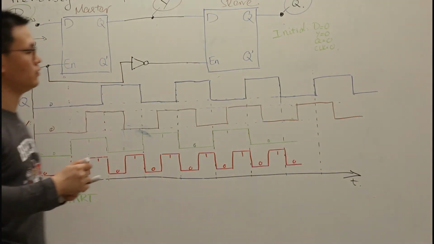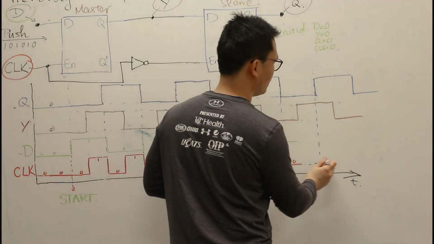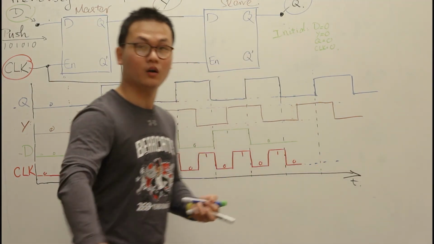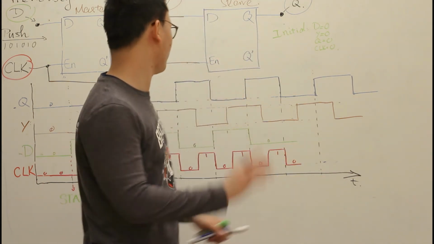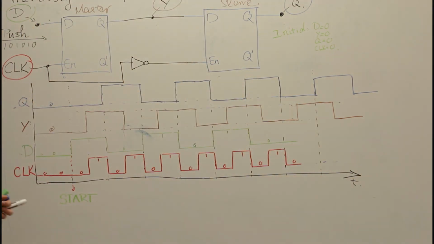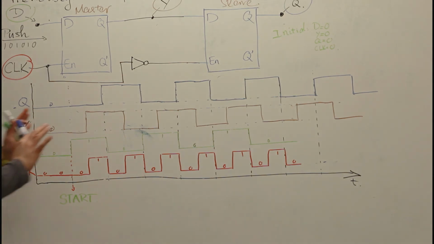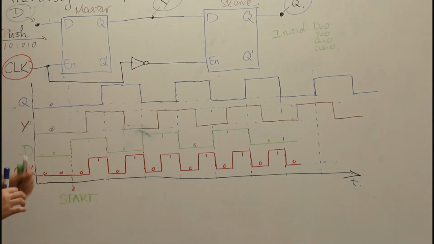Okay, so, alright. I didn't draw enough clock, but assuming the clock is still flickering up and down. So now you can see the pattern. So this is what it looks like if I keep going throughout the whole thing.